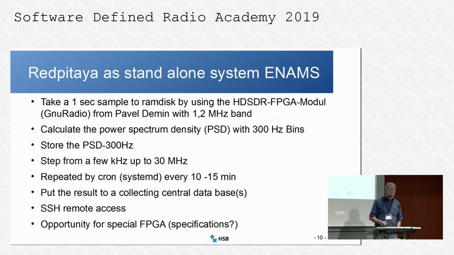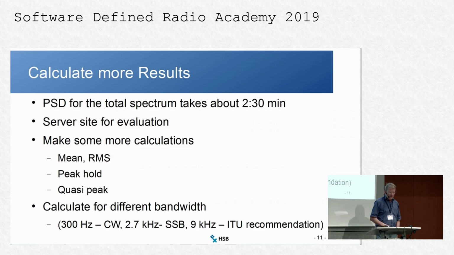The opportunity of a special FPGA system is planned, but we don't have it at the moment since it's not a must. The first step is to make some measurements. Calculating some more results from the power spectrum density for the total spectrum takes about 2 minutes and 30 seconds. We can do a server-side evaluation and make some more calculations.